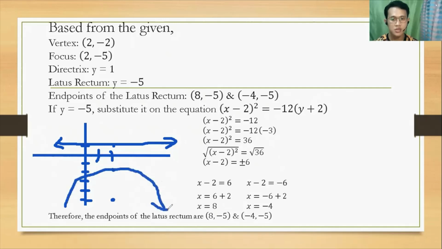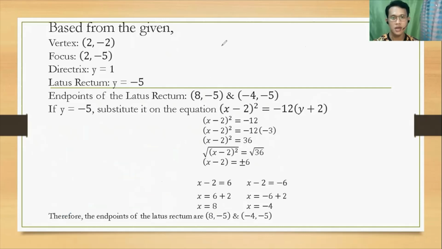So let's say this is the assumption of the graph. And then the latus rectum should be this one. And then we will identify the ends of the latus rectum. How are we going to do that? Okay, so if y is equal to -5, substitute it into the equation. Since we know that y is equal to -5, we substitute it to our standard equation. So we have the quantity of x minus 2, squared, is equal to -12 times the quantity of y plus 2.